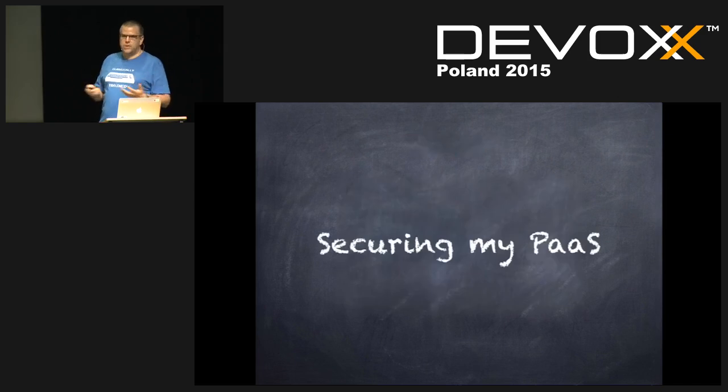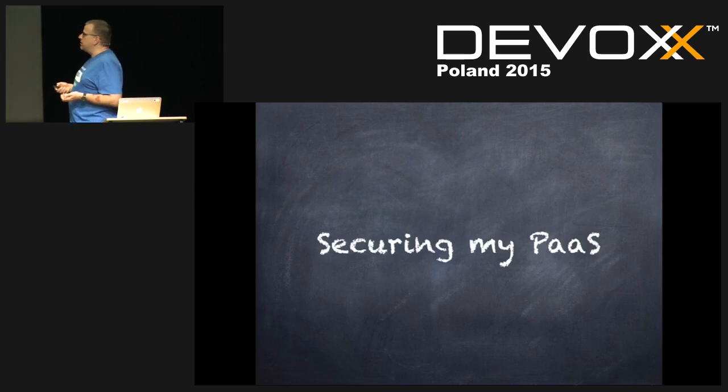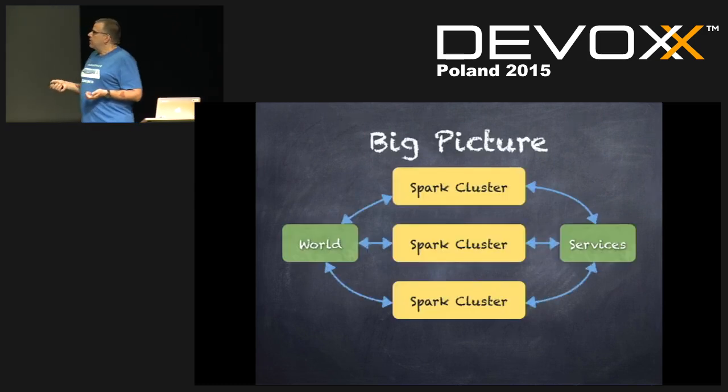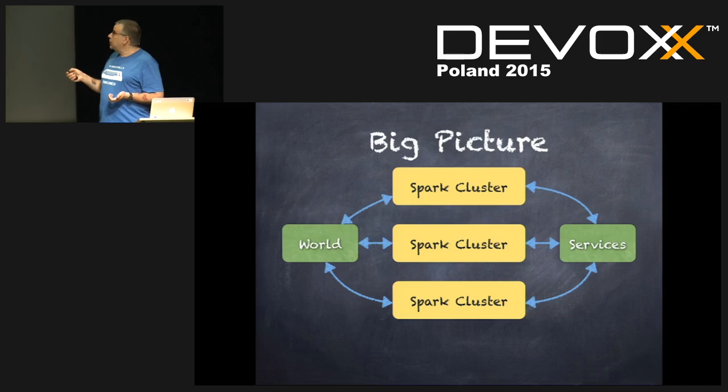So how did I go about securing the platform as a service that I built? As a big picture, each of the tenants, each of the separate users, will have its own Spark cluster. That Spark cluster has to talk to the real world, and it also has to talk to a bunch of back-end services. But the thing that the Spark clusters can't do is talk to each other, because each of the Spark clusters is owned by a separate tenant.